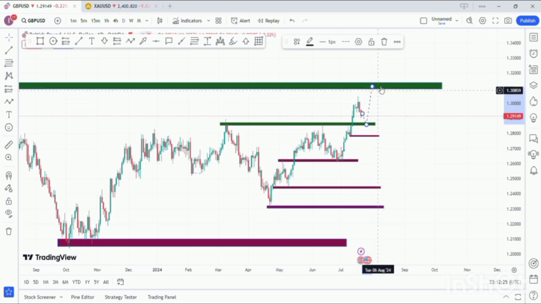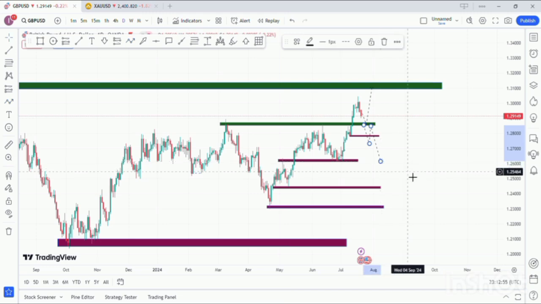But in the case where price breaks below this previous resistance zone and also breaks below this support, we're expecting price to continue downward to this support zone right here. So I'll just mark that out real quick, guys. In the case where price breaks below this support zone, which is right here, and also breaks below this support, we'll be expecting price to give us a retest before continuing downward to this support zone right here.